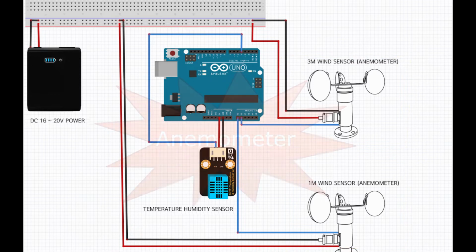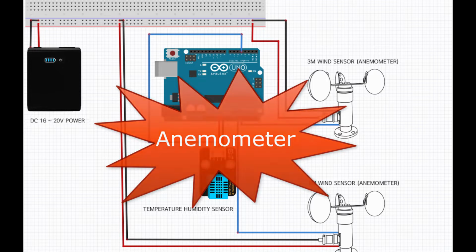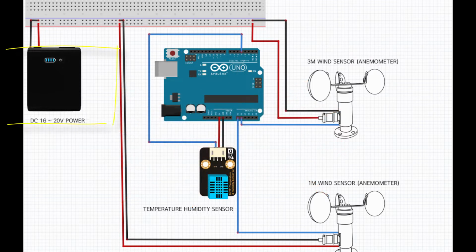The wind speed sensor, we call it an anemometer, takes the power of 16 to 20 volts from an external power supply. It will generate a current signal according to the wind speed while the wing rotates by wind, and continue to send the value of these changes to the Arduino.